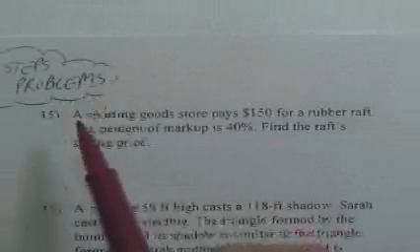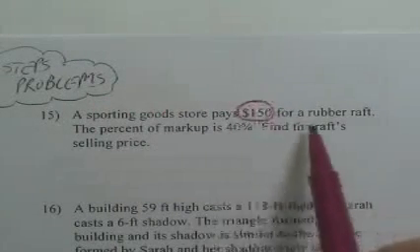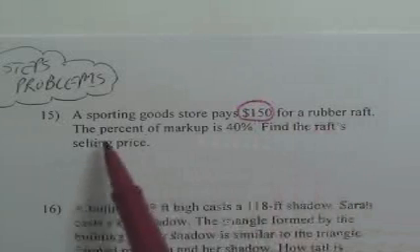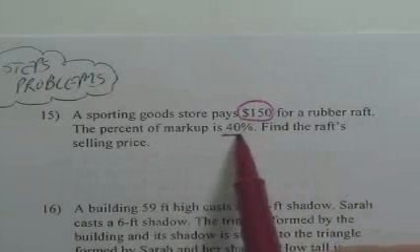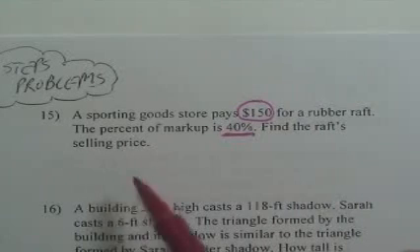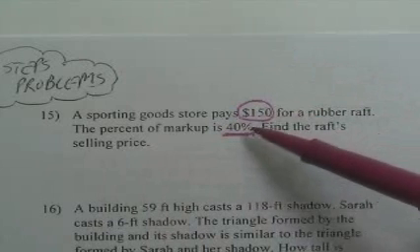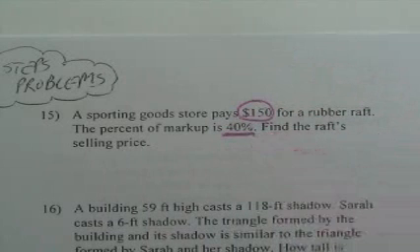Let's go to 15. It says a sporting goods store pays $150 for a rubber raft. The percent of markup is 40%. Find the raft's selling price. So they start off with $150, and then they're going to add 40% of $150 and sell it to you.